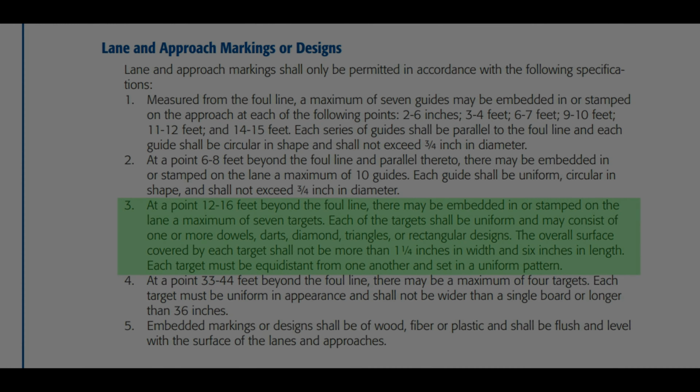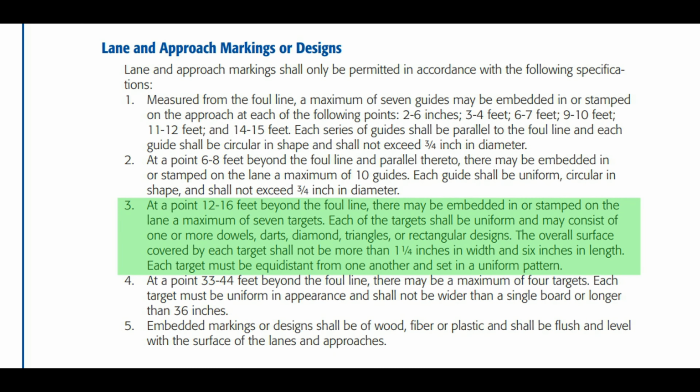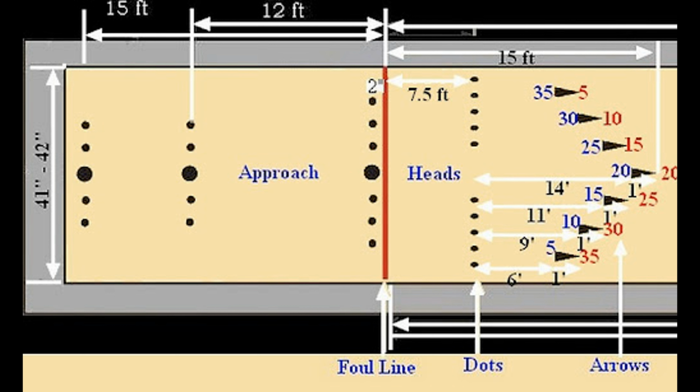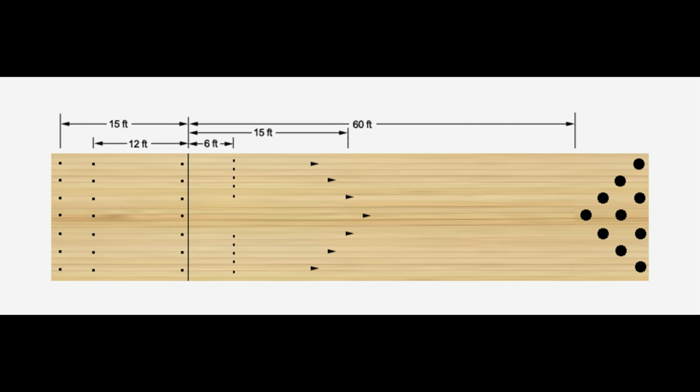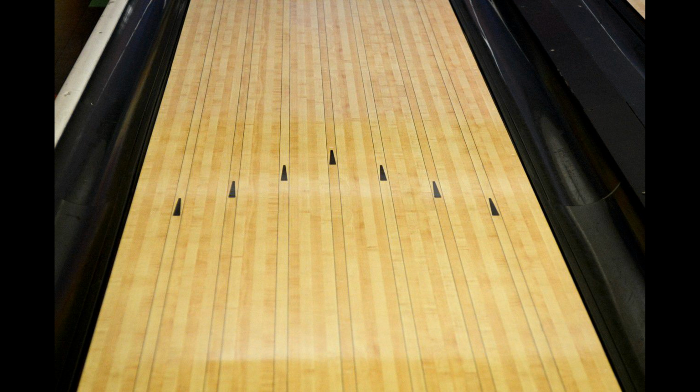The USPC specifications manual mentions that the arrows can be placed anywhere between 12 to 16 feet from the foul line. Some schematics show that the center arrow is at 15 feet, while others show that the third and fifth arrow are at 15 feet. To avoid large errors, it's better to count frames until the ball is between the third and fourth arrow. Or if you really want to be 100% precise, just measure your bowling alley's arrow distance yourself.